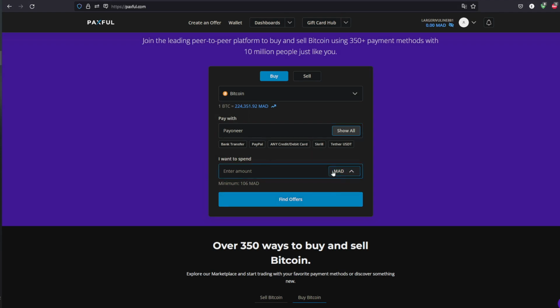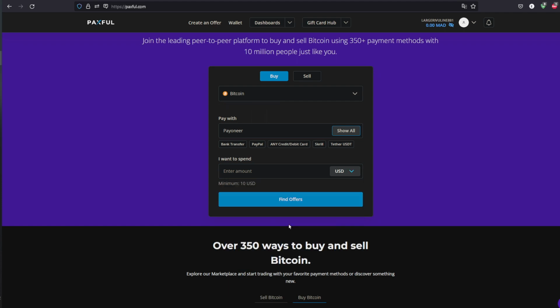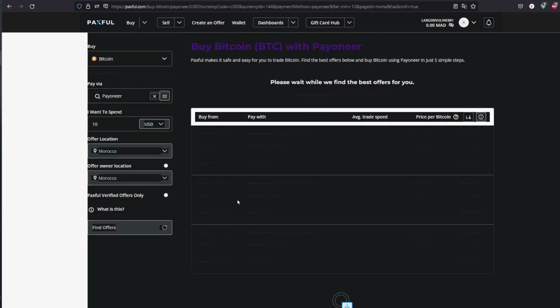Note that if you choose a currency such as Moroccan dirham right now, you are not going to be able to find good offers. So I really suggest that you choose USD. And that's what's probably going to be in your Payoneer account anyways. Click on the amount you'd like, find offers, and then you'll be greeted with this page.